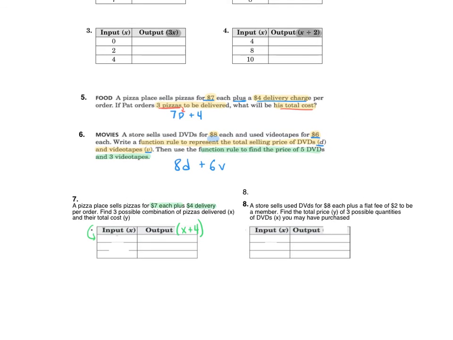I want you to do the same for that last one. Try it. The store sells used DVDs for $8 each, plus a flat fee of $2 to be a member. Find the total price y of the 3 combinations. So think about what your rule is. I'm not going to give you that one. I want you to try to find it.